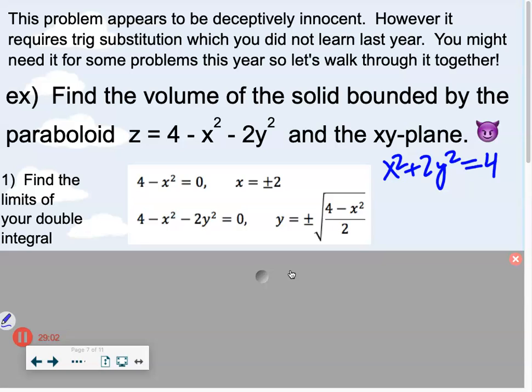Something like that. So now we have to figure out limits based on this function. So this is going to be like our total boundary. So if you solve this for y, you get this. You get y equals plus or minus the square root of 4 minus x squared over 2, or 2 minus 1/2 x squared. All right, this, by the way, what shape is this thing?